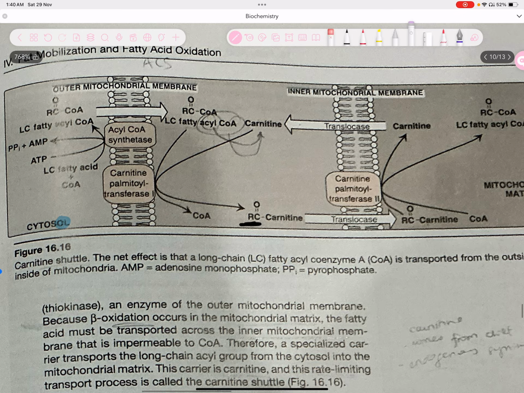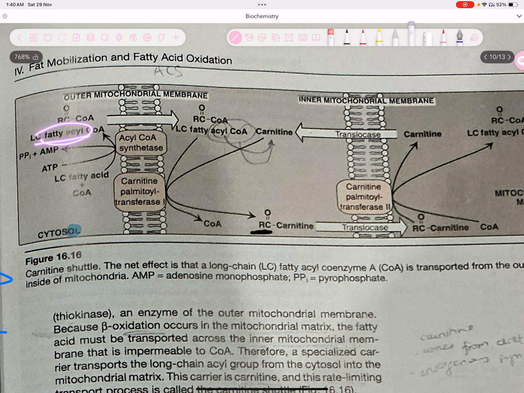Basically, what happens is that your long chain fatty acids are converted to fatty acyl CoA. That is their activated form, and this is done with the help of a thiokinase, in other words, acyl CoA synthetase, which is there on the outer mitochondrial membrane. Now, once the fatty acyl CoA gets transported into the intermembranous space, there you get carnitine, which is working like a taxi.